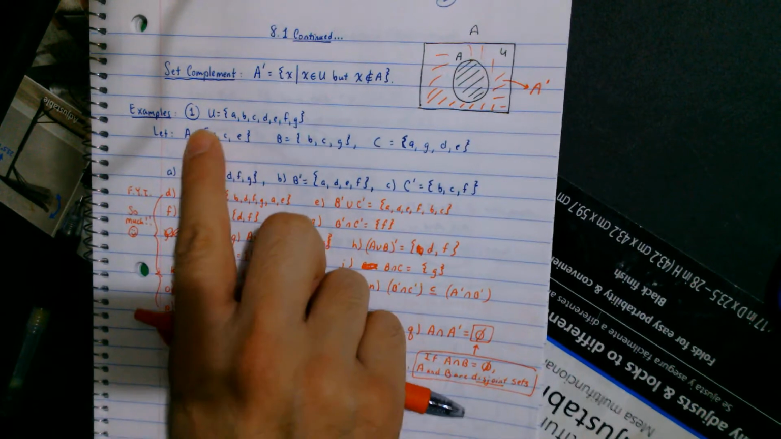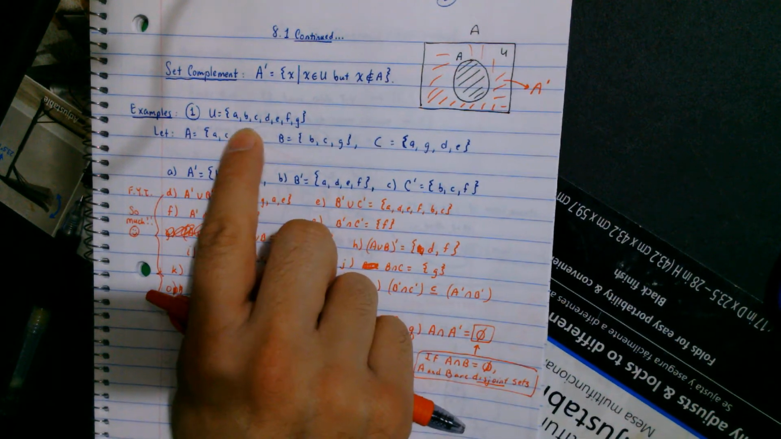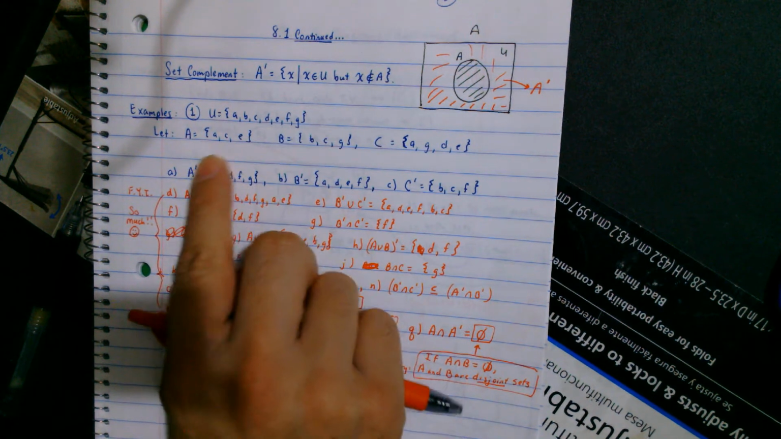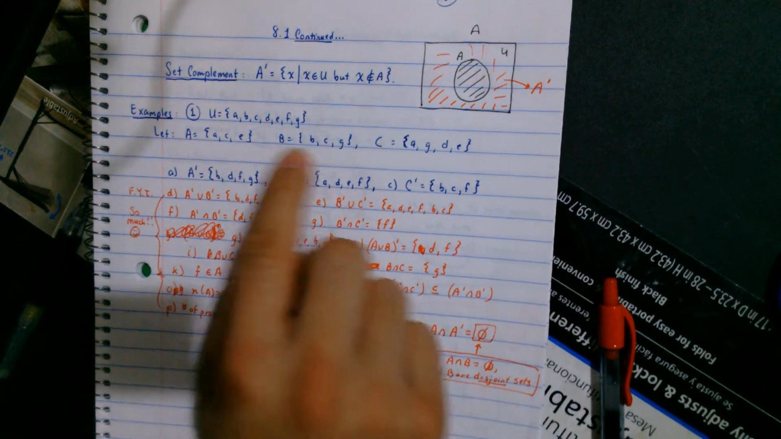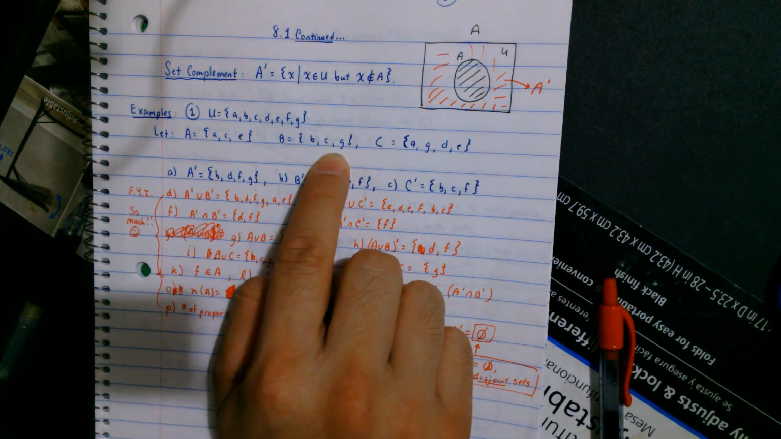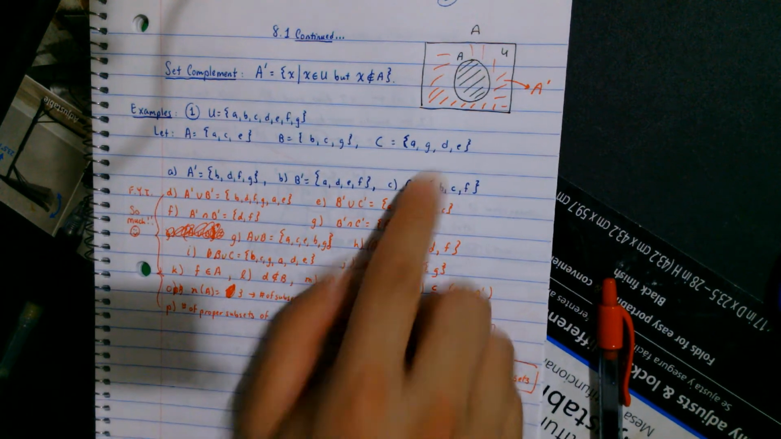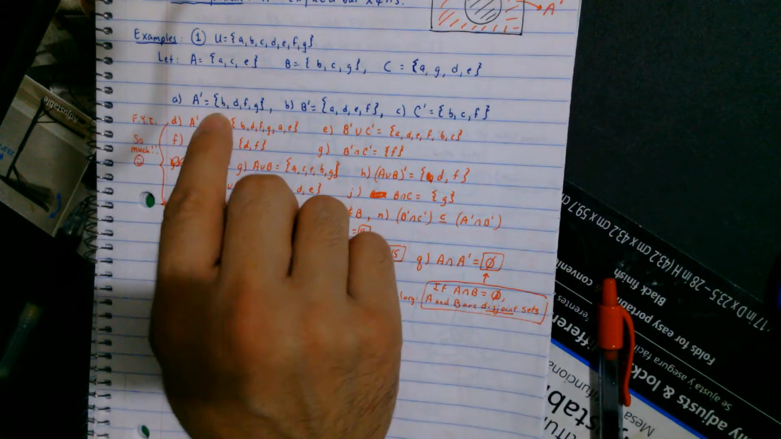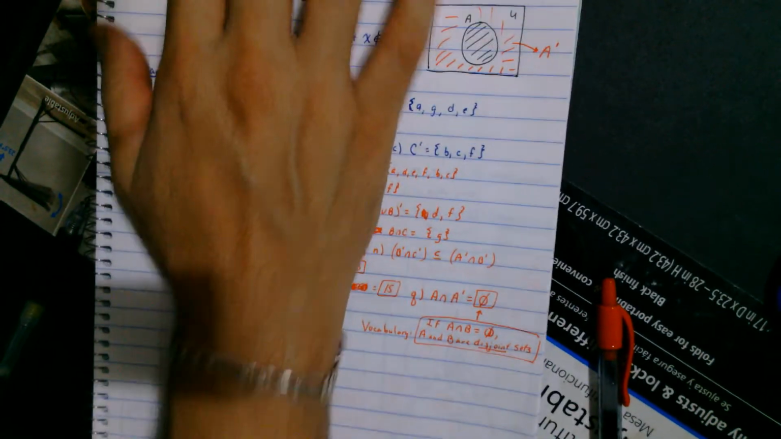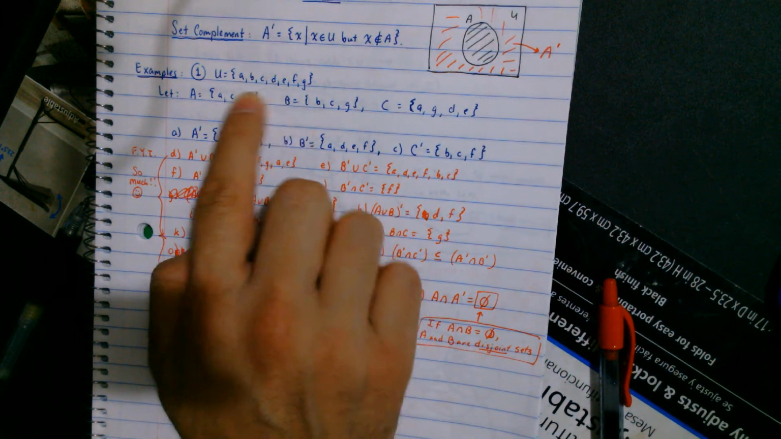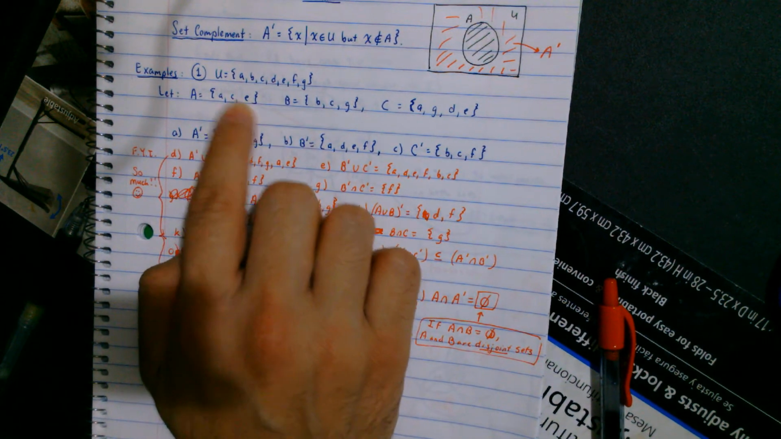So let me explain here. If the universal set is A, B, C, D, E, F, G, set A is the set A, C, E. Set B is the set B, C, G. Set C is the set A, G, D, E. A complement is everything in the universe that A doesn't have.